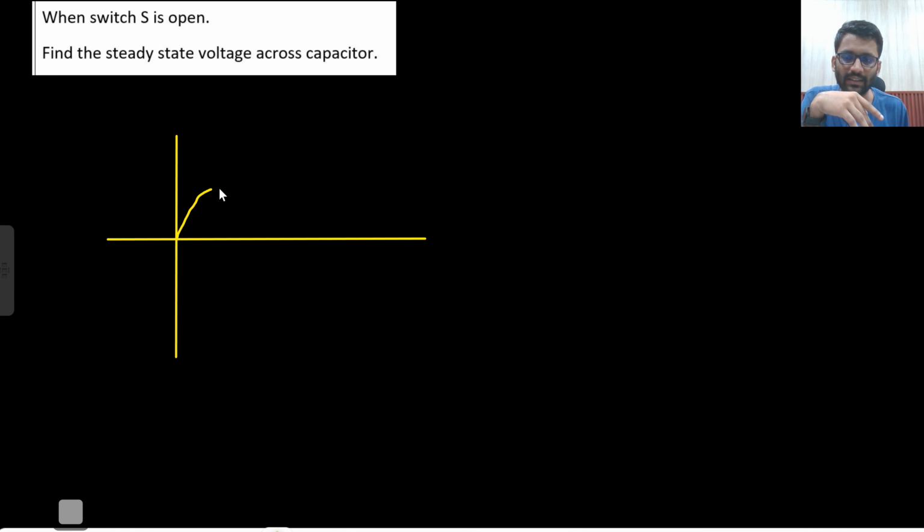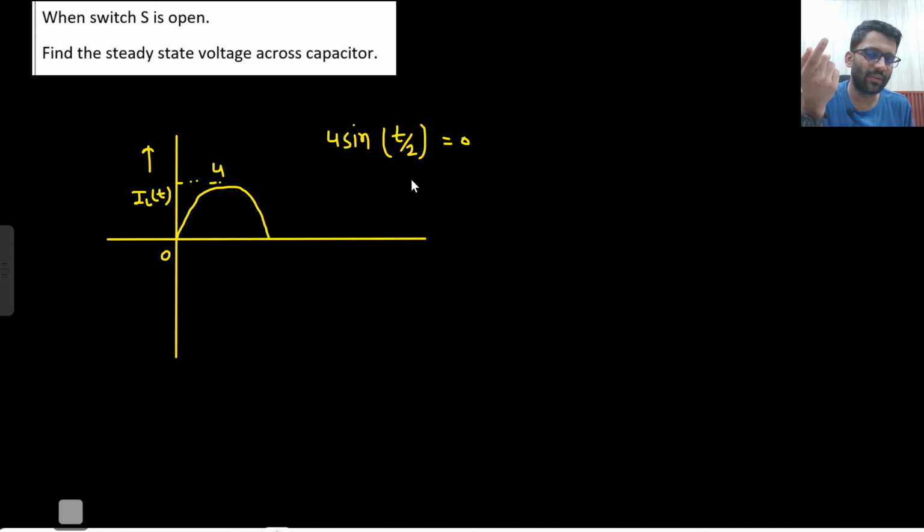From 0 to 4 it was going. I_L(t) was 4 sin(t/2). So when will it be 0? At what time will it be 0? When t/2 is equal to pi, at that time it will be 0. So this time should be 2 pi.